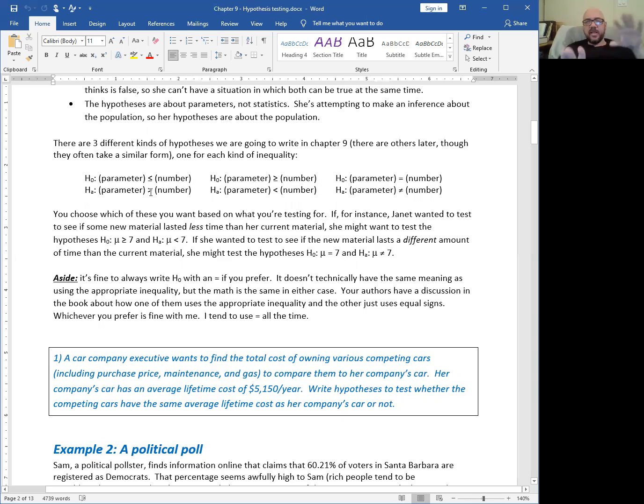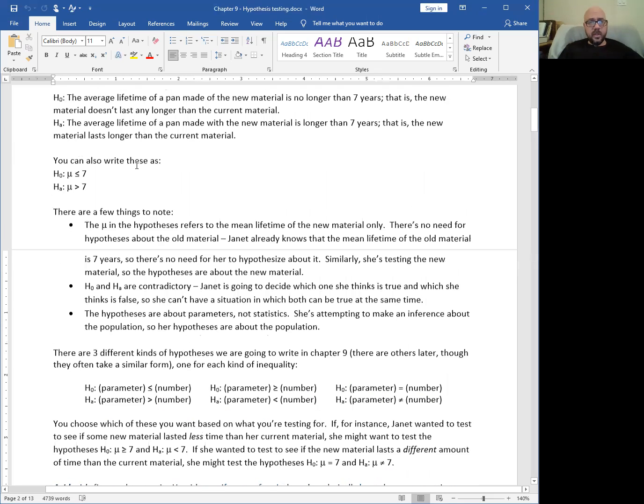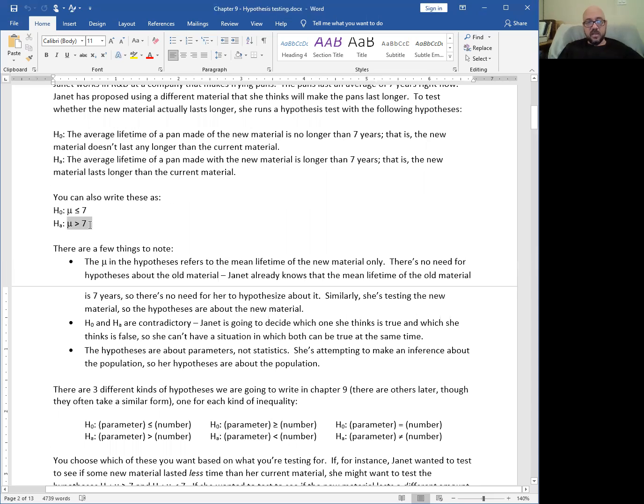So I honestly like to think of these in terms of the alternative hypothesis, because the alternative hypothesis is usually the thing that you think is true, or the thing that the researcher thinks is true, and then the null is just the opposite of that, right? That's usually how I find it easiest to write these. So for instance, up here, Janet thinks that the mean lifetime of pans made with new material is more than 7 years. That's the thing that she's been working on, and she thinks it's true. The null hypothesis is just not that.